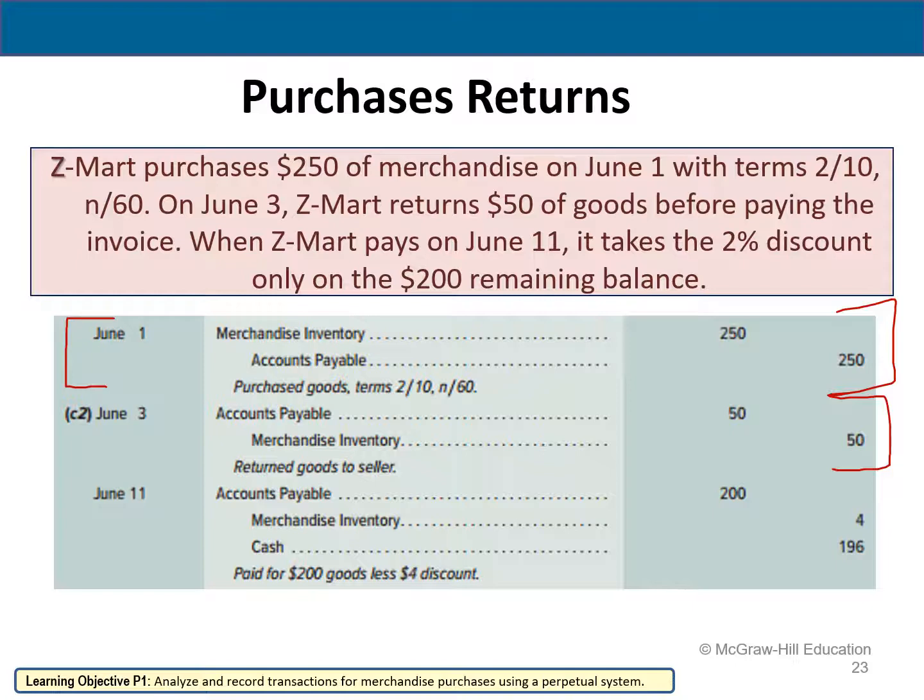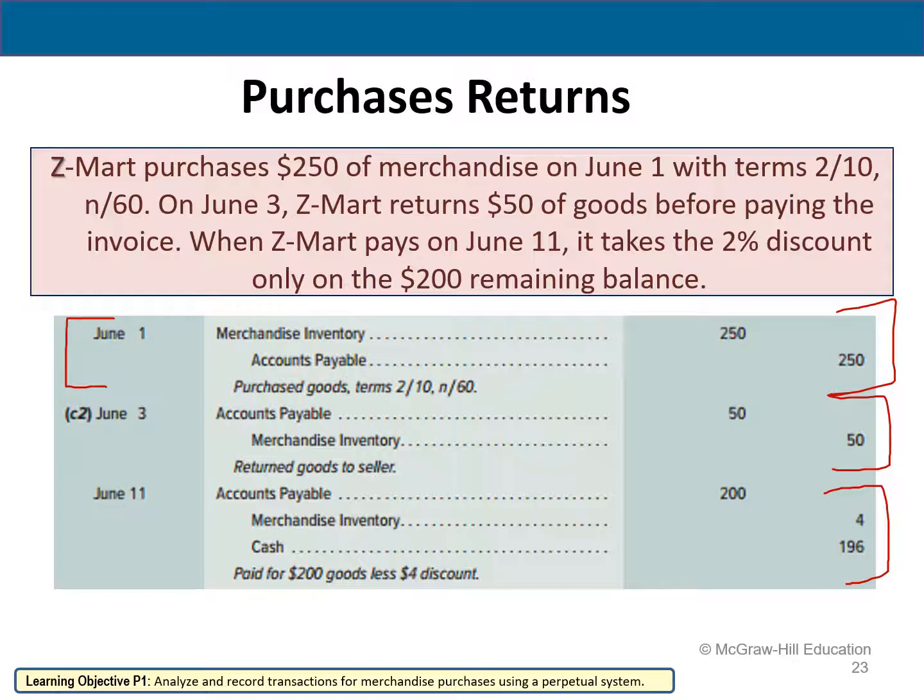Then here's that debit memorandum for $50. Or I'm sorry, back up. They returned $50 worth of goods. So you just do the opposite for the amount that was returned, right? So you reduce your payable by $50 and you reduce your inventory by $50. Then when they make the payment on June 11th and they take the 2% discount, they have to take the 2% discount on only the remaining $200 balance.